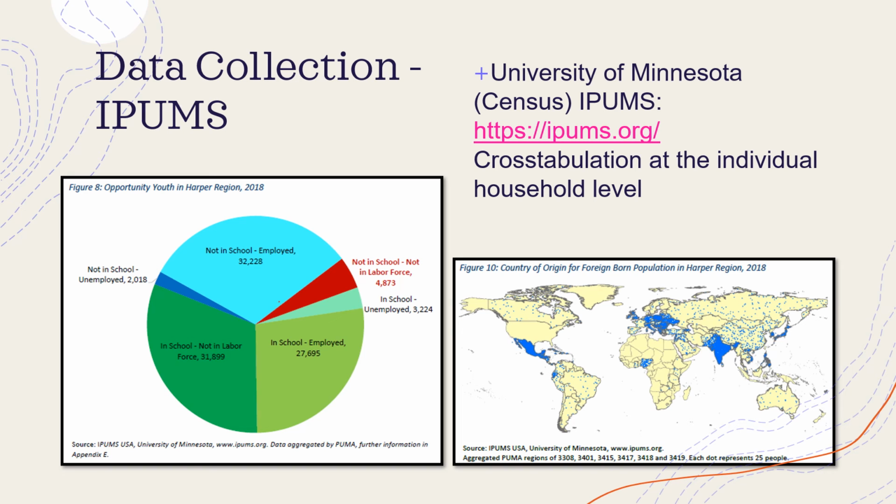And then the graphic on the right shows the country of origin for all the foreign-born population that lives within the Harper region. And so it kind of gives you an idea globally, you know, where these folks are coming from. And there's a wealth of other information within that data set. It's all the same data that you would get through the American Community Survey or decennial census. And they have data going all the way back to 1890. So lots of fun stuff to look at there.